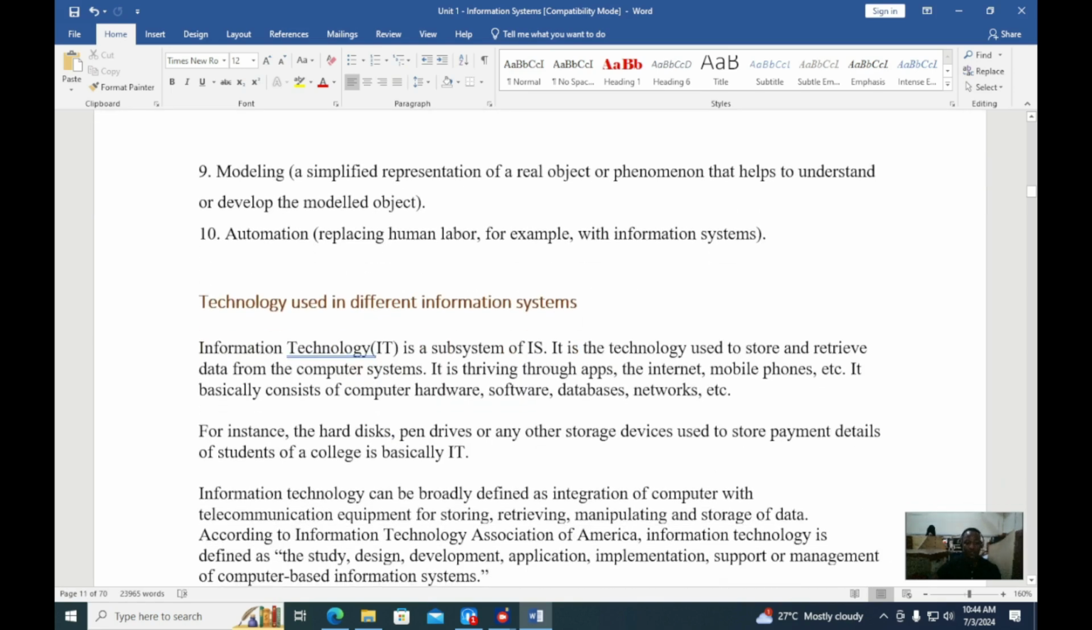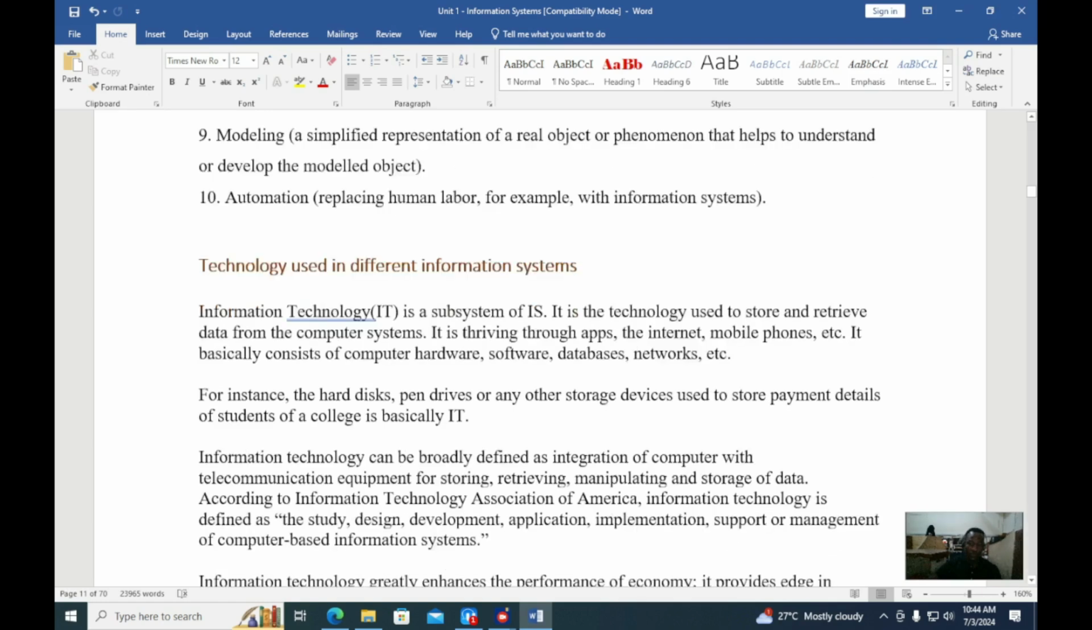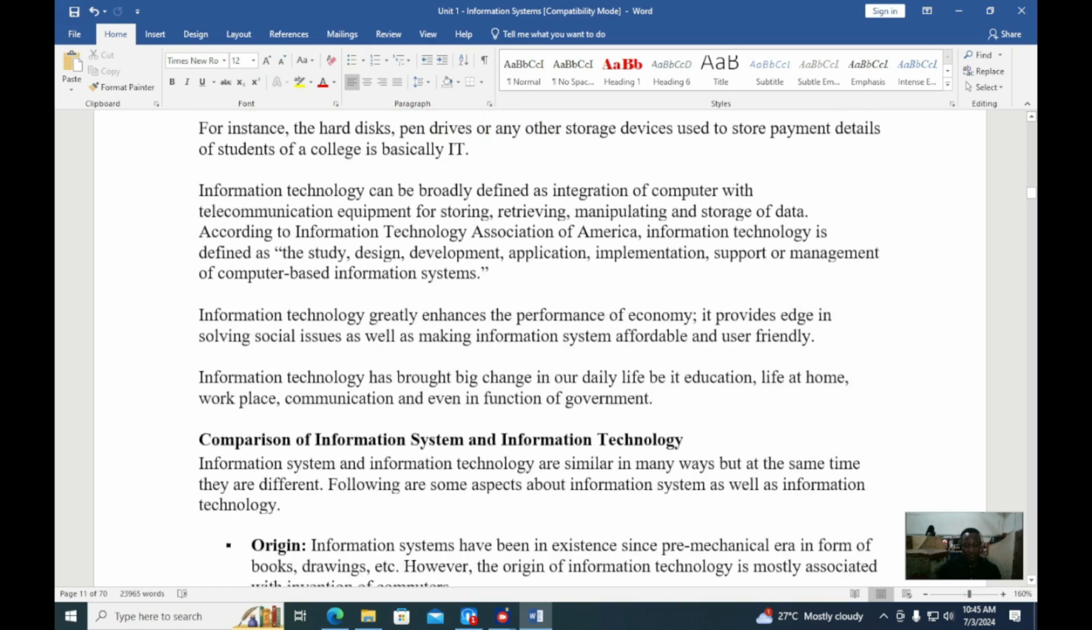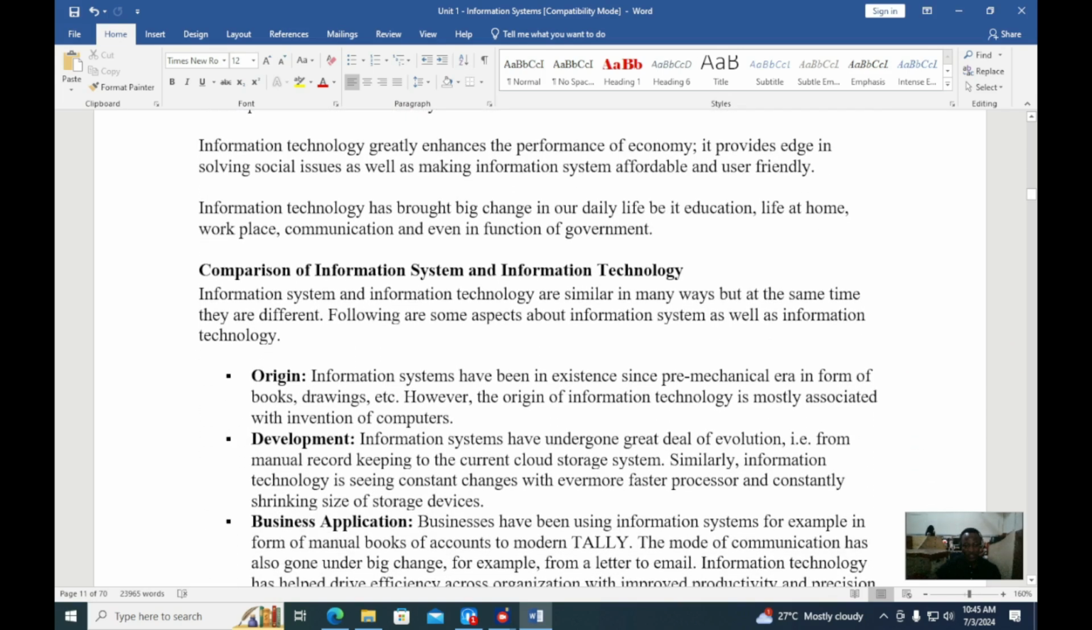Number 10, we have automation. So information systems help us to replace human labor. A lot of things are done using computers that could be done by human beings. So you have different technologies that are used in different information systems. It's very important for us to understand these technologies.